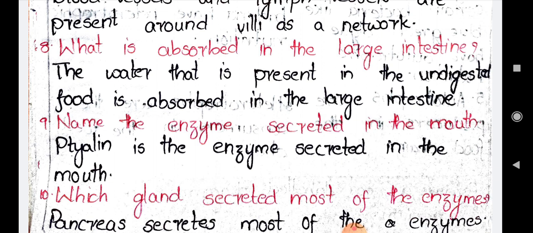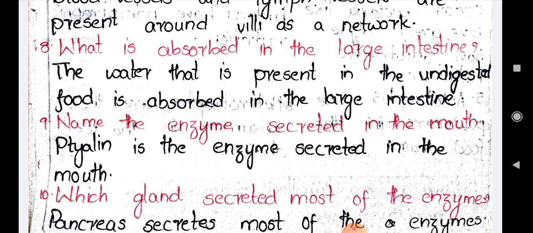What is the function of the large intestine? In that undigested food, if any water content is there, all that water will be absorbed by the large intestine. Only the fecal matter or undigested food and unnecessary water will go from the large intestine to the rectum. The rectum stores that undigested food. Finally, through the process of egestion, it will be sent out through the anus. So what will be absorbed in the large intestine? The water that is present in the undigested food will be absorbed in the large intestine.